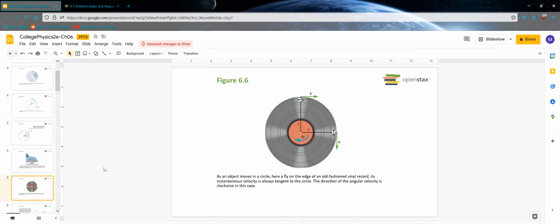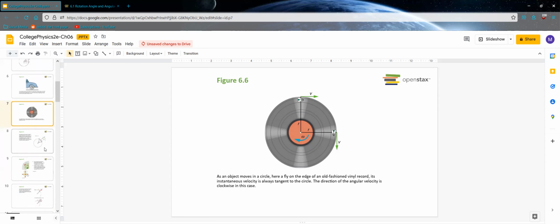Again, shown here, the same exact example, comparing the velocity of these flies on a record to the angular velocity, the W looking symbol, and the radius of what we're dealing with.